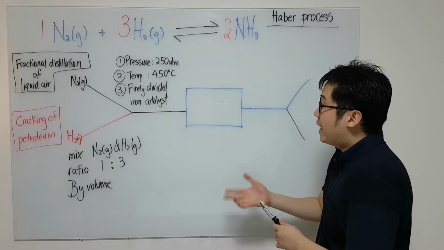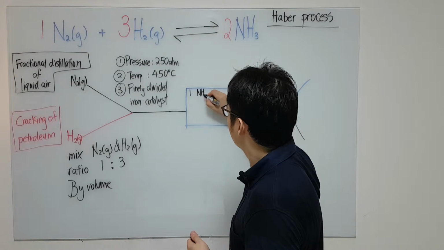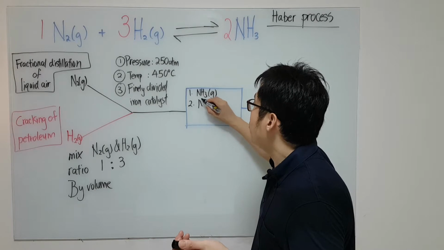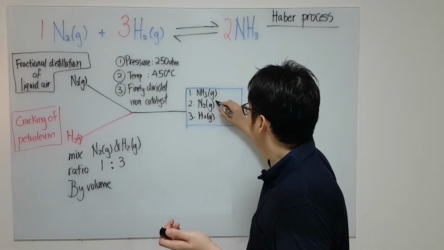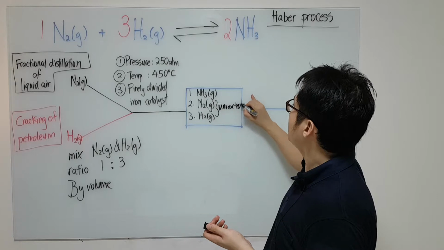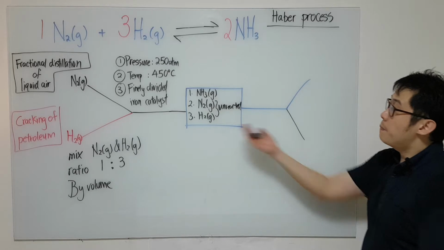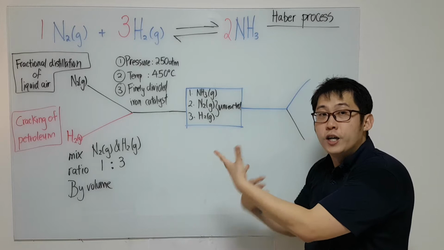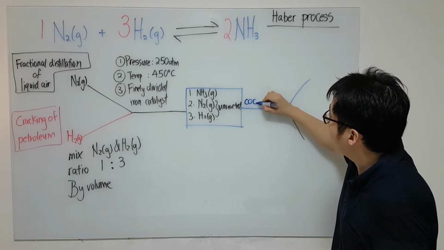Once that happens, what you will produce in the chamber is, number 1, your ammonia gas. However, you will also have your remaining unreacted nitrogen as well as your hydrogen gas. These are your unreacted hydrogen and nitrogen gas. So when they pass through this part here, they will all be a mixture of gases. Because it's a mixture of gases, when they pass through here, what they do is they cool it.